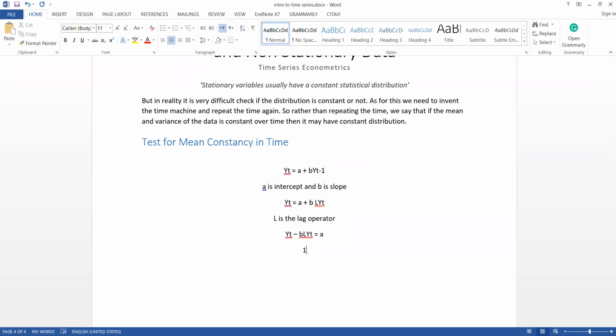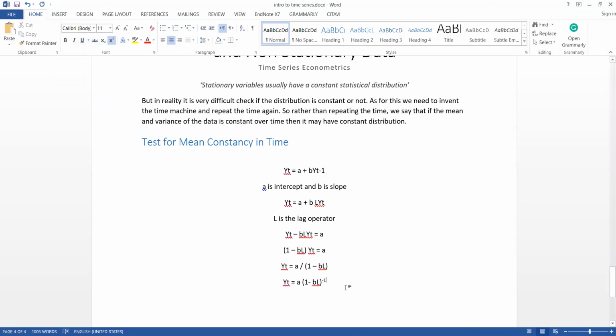So what will happen? 1 minus b L, let's add brackets here, times y t is equal to a, and y t will be equal to a divided by 1 minus b L. Now let's open it up again. So y t is equal to a multiplied by (1 minus b L) to the power minus 1. So it's an inverse.